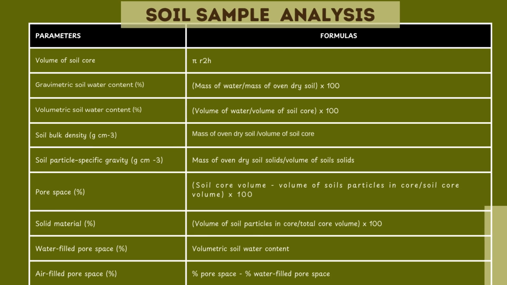This table outlines key parameters and formulas used in soil sample analysis. It includes calculations for the volume of soil cores, gravimetric and volumetric soil water content, soil bulk density, and particle-specific gravity. Additionally, it covers pore space, solid material, and both water-filled and air-filled pore spaces, all of which are crucial for understanding soil composition and behavior in various environmental conditions.